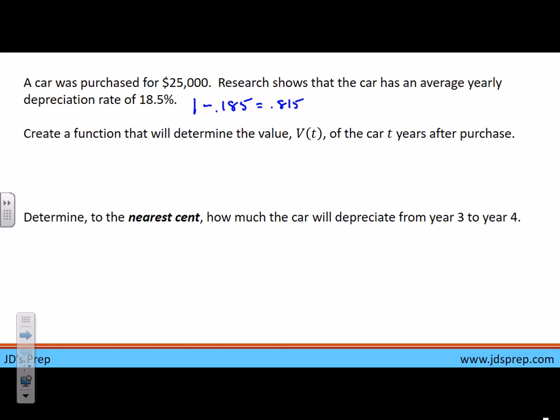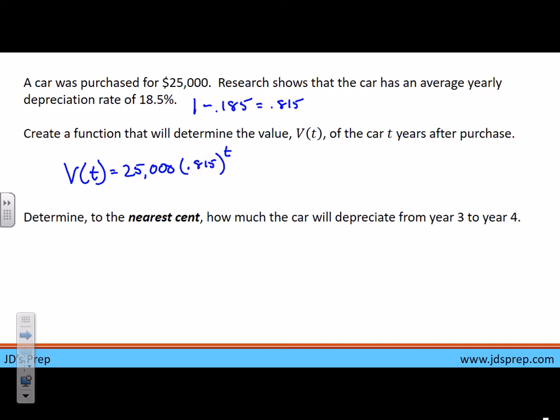So our function then, v of t, is going to start off with the $25,000, its initial value at purchase, and then it's going to multiply by 0.815 for every year after purchase. Since you're multiplying by the 0.815 over and over again, for our function we want an exponent of t. Anytime you have any model that is involving repeated multiplication by the same number, then your variable is going to be up in the exponent, giving you an exponential function.